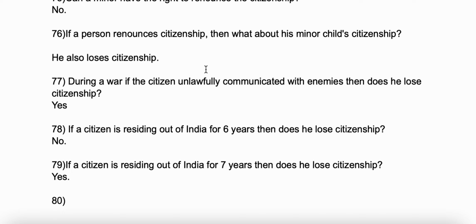76th question, if a person renounces citizenship, then what about his minor child's citizenship? So if a person renounces citizenship, then his minor child also will lose his citizenship. And the other condition is, if this child becomes a major and he wants Indian citizenship, then he can apply. Okay.